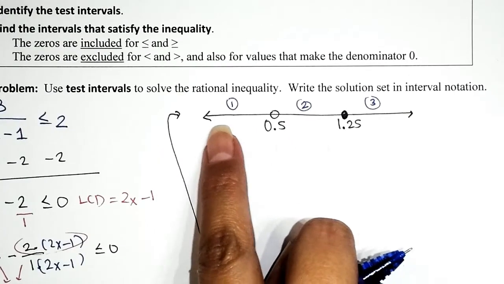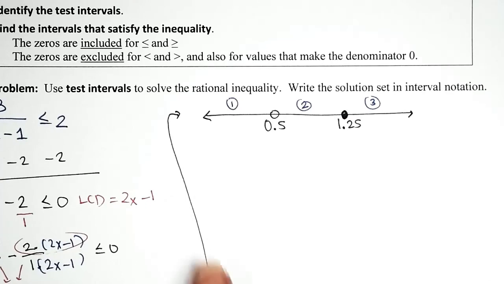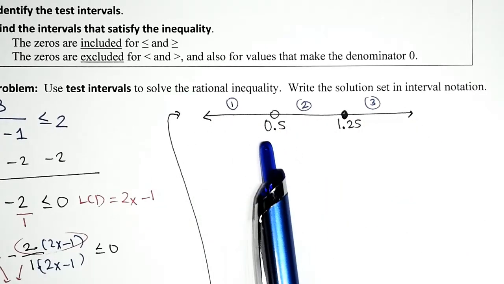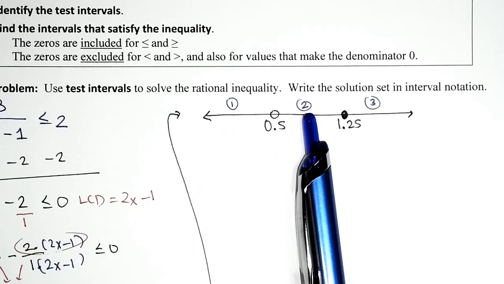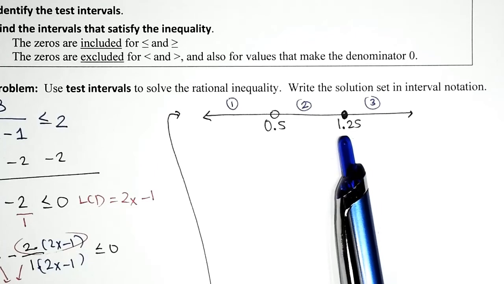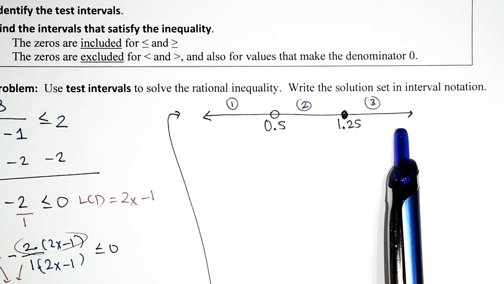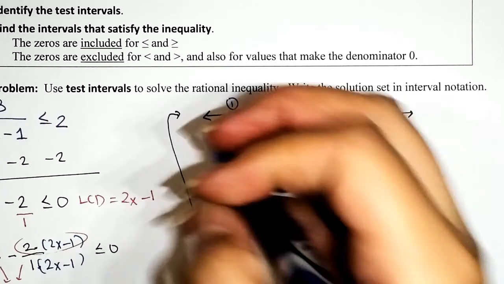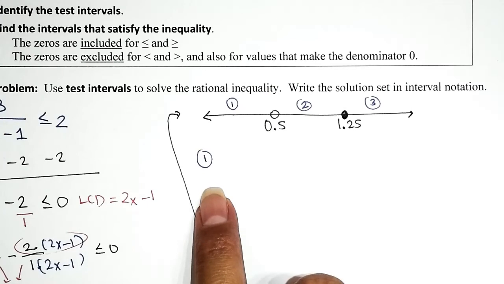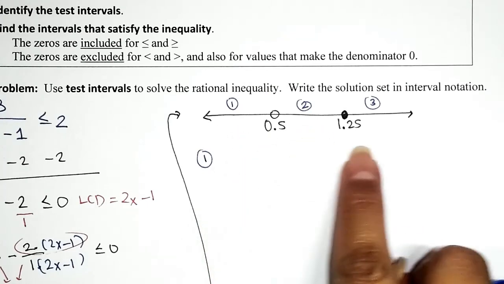It would be really nice if you numbered those intervals 1, 2, 3. The first test interval is all the numbers under 0.5. Test interval number 2 is the numbers from 0.5 to 1.25, and test interval number 3 is the numbers bigger than 1.25. So please number them, and then as you test them out, number them again, so that I know you're going to test out 1, then 2, then 3.